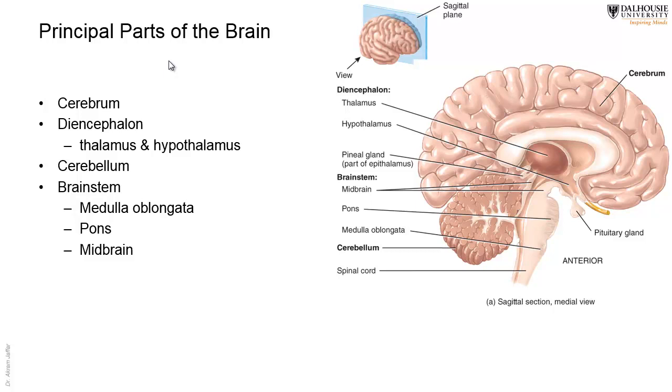And then there's the diencephalon. That's the region of the diencephalon. It consists of the thalamus and the part below it, which is called the hypothalamus. And then posteriorly and inferiorly is the cerebellum. Cerebellum means a small brain. Again, the cerebellum is formed of 2 cerebellar hemispheres.